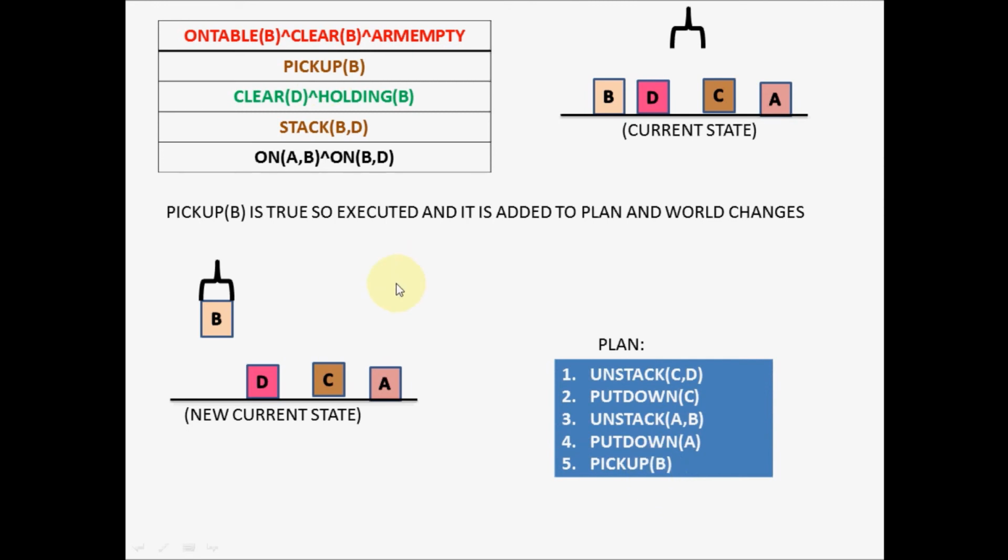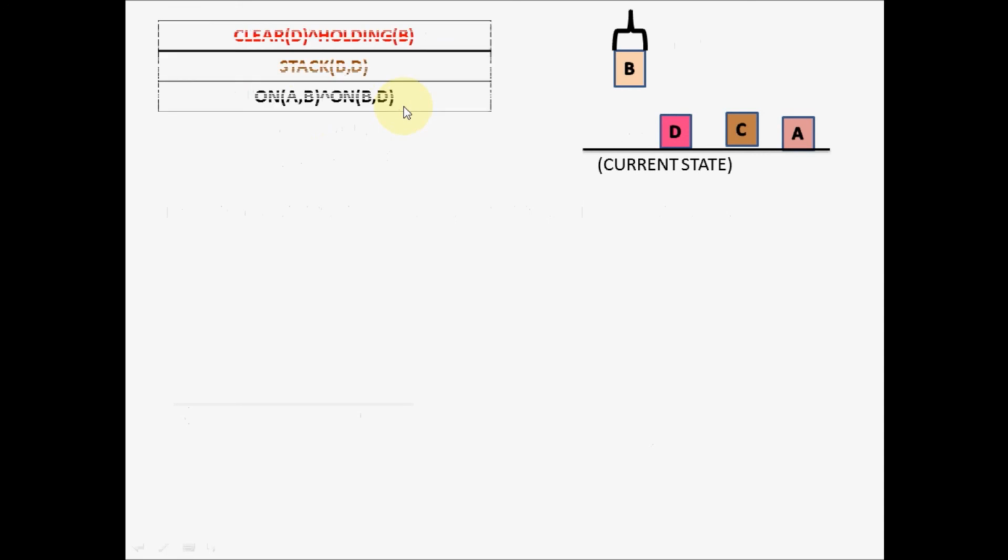Okay. So after removing this and after removing this action, the next topmost element of the stack will be clear D and holding B. And this is the current world. I've just redrawn it here. Again, the topmost element of the stack is a predicate. So now check whether this predicate is true with respect to the current world. Is D clear? Yes, there is nothing on top of D. Is the robotic arm holding B? Yes, this is true. That means the precondition for the stack B comma D action to be executed is true.